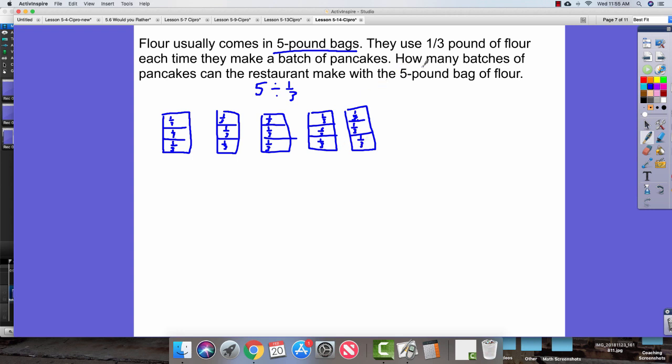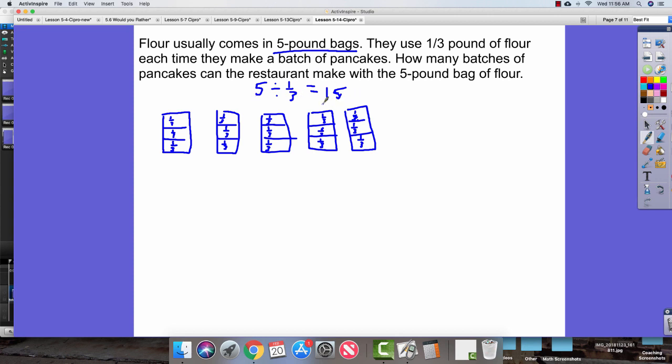So let's look at that question again. How many batches of pancakes can the restaurant make with the 5-pound bag of flour? Well, I can make a batch here, a batch here, a batch here. So I can make 1, 2, 3, 4, 5, 6, 7, 8, 9, 10, 11, 12, 13, 14, 15 batches of pancakes with a 5-pound bag. So 5 divided by 1/3 is 15.